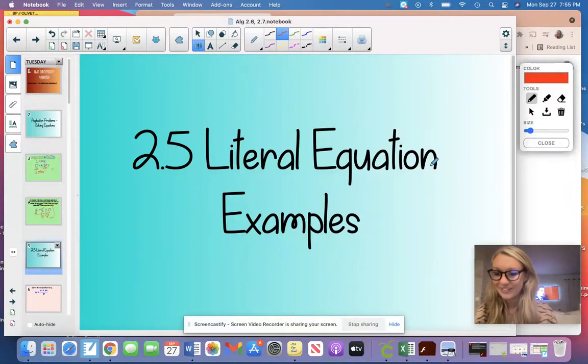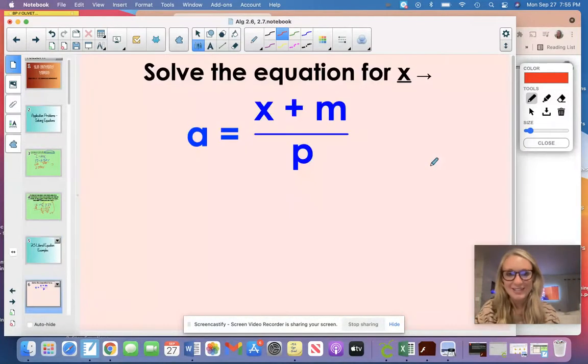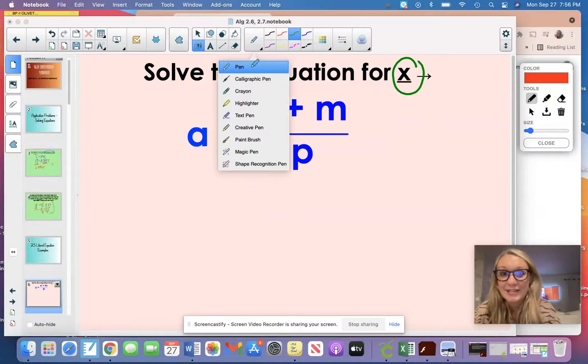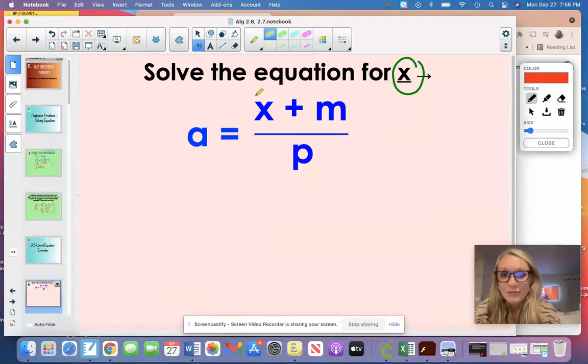Moving on to the topic that we have spent 1,000 years on, and I never want to see lesson 2.5 again. So literal equations. So here's your first example. All it's asking is for you to solve the equation for x. That means that we want x by itself. Now, what I might even have you do on your formative or any in practice is just highlight that x so we know that that's what we want by itself. That's it. Step number 1 in isolating.